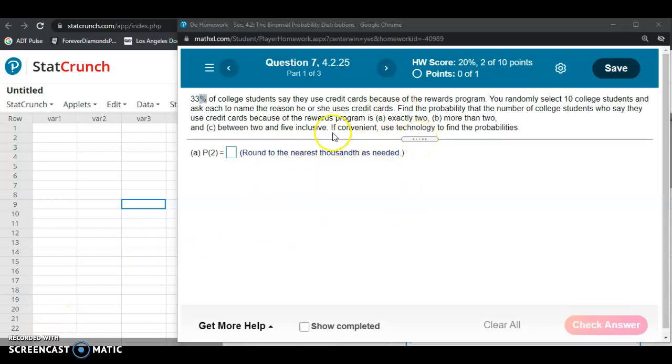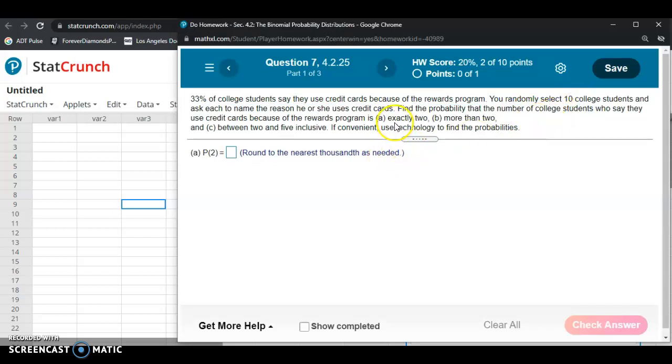Okay, and even though the problem doesn't say it, we are classifying the responses of the students into 2 categories, success and failure. So we are only interested in counting the number of college students who say they use credit cards because of the rewards program. And if a student gives another response other than that, that's considered a failure. So once again, there are only 2 outcomes. Either the student uses the cards because of the rewards program, or they don't. And then the random variable is counting the number of students out of the 10 who say they use credit cards because of the rewards program.